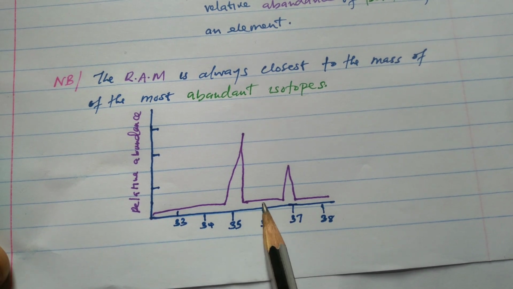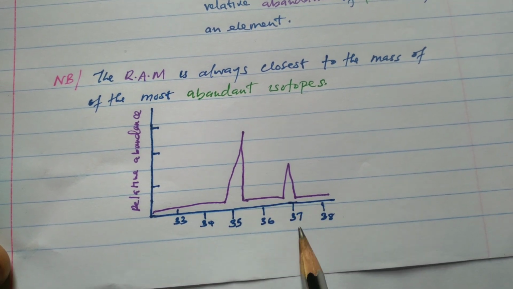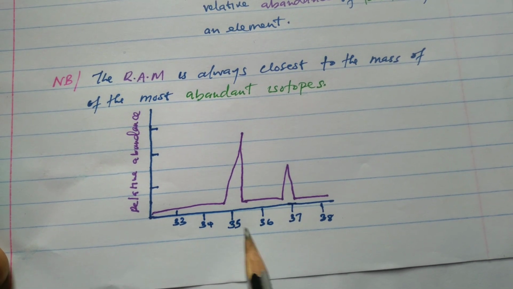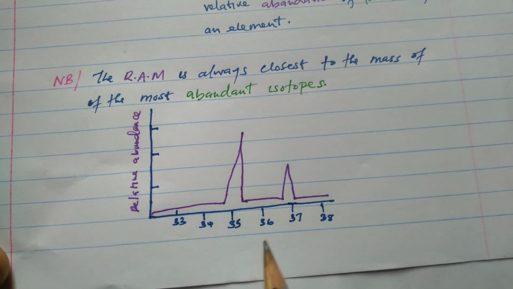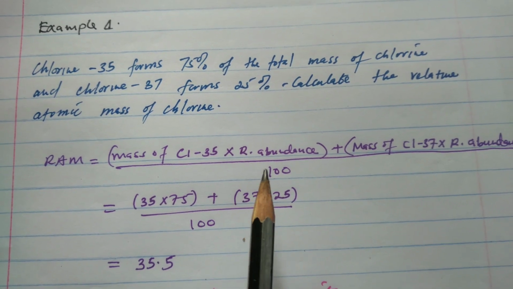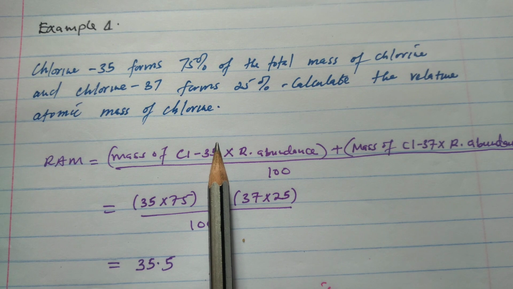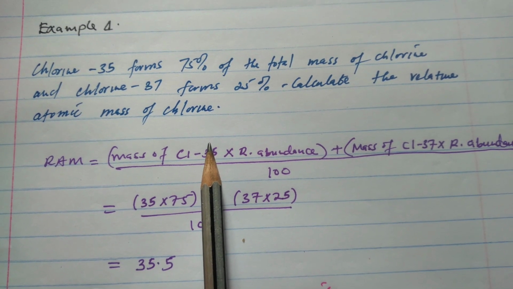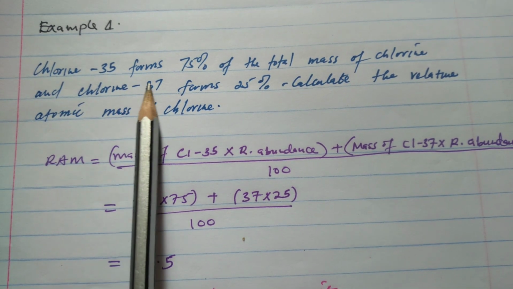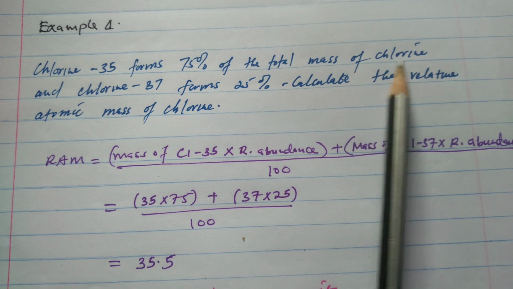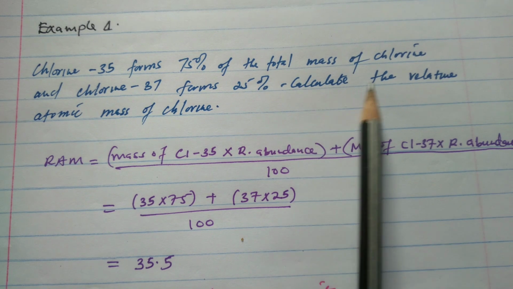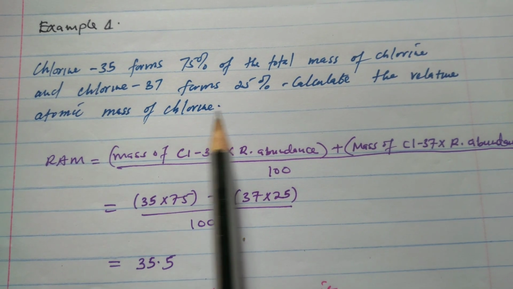For example, we have two isotopes for chlorine. We have 35 and we have 37, right? So these are the two isotopes. So this might occupy 75% and this will occupy maybe 25%. So I want to show you one example where we can calculate the relative atomic mass of an element. For example, for chlorine that I've shown you already. So chlorine 35 forms 75% of the total mass of chlorine, and chlorine 37 forms 25% of the mass. So calculate the relative atomic mass of the chlorine.